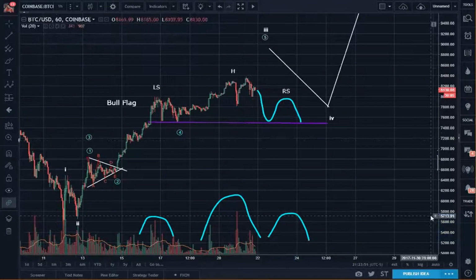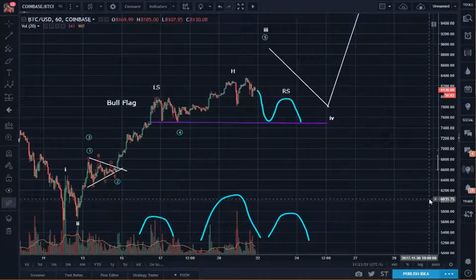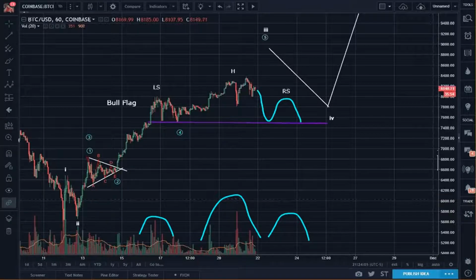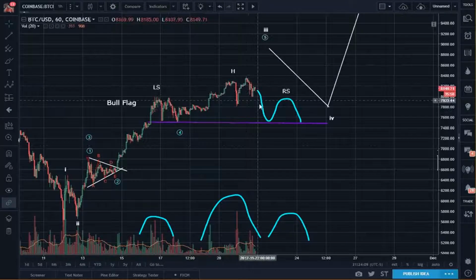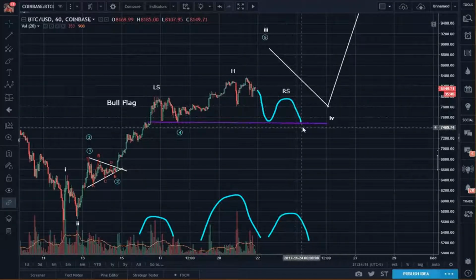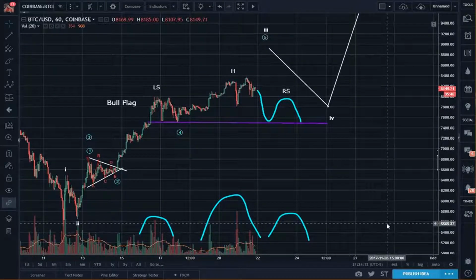I'm not saying you should be alarmed. I'm not saying you should sell. I'm only saying this is something to keep an eye on. If we start seeing this pattern developing, we will not be so surprised.